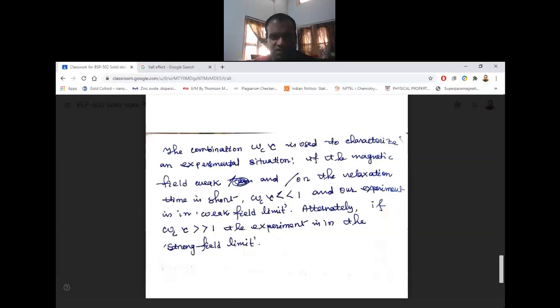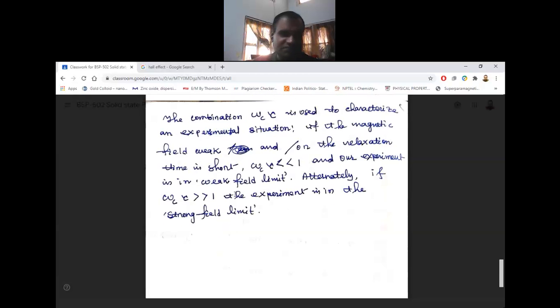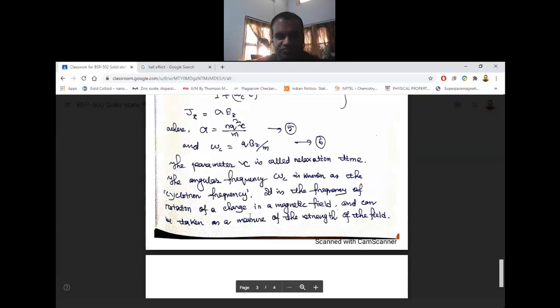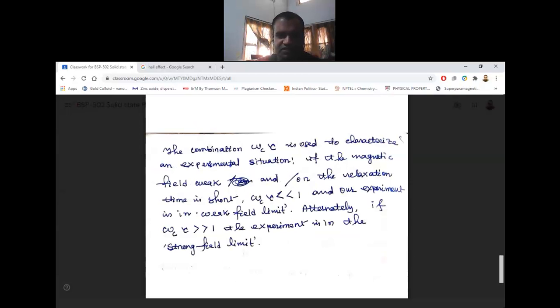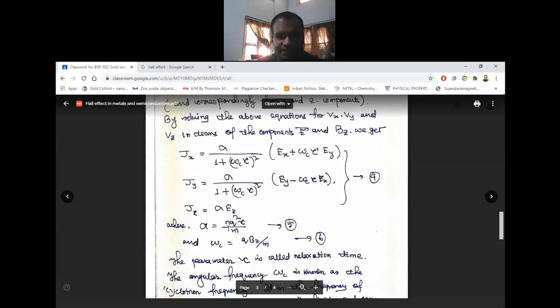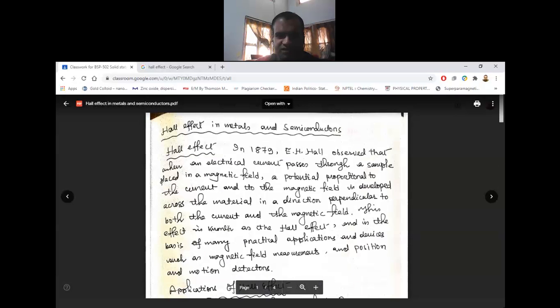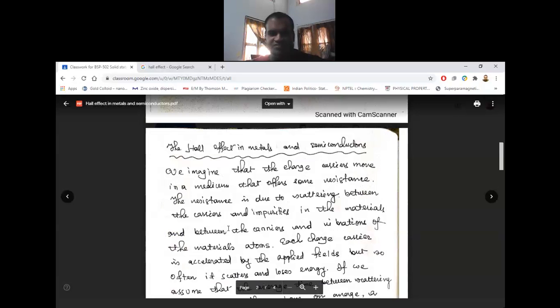It is called the weak field limit. Alternately, if omega c tau is much greater than 1, the experiment is in the strong field limit. Strong field limit means the applied magnetic field is quite high. So two conditions: omega c tau much less than 1 is the weak magnetic field, and much greater than 1 is the strong magnetic field.